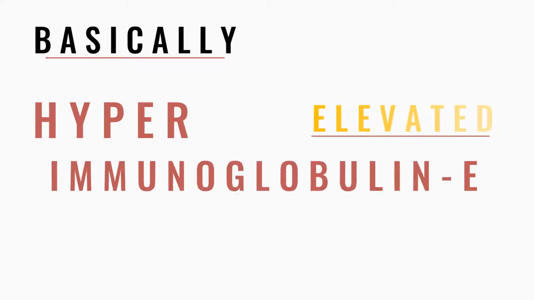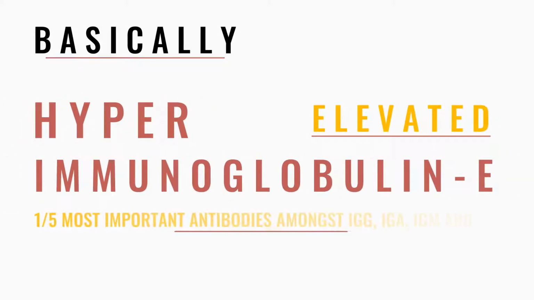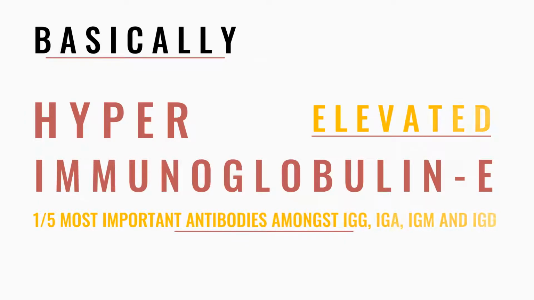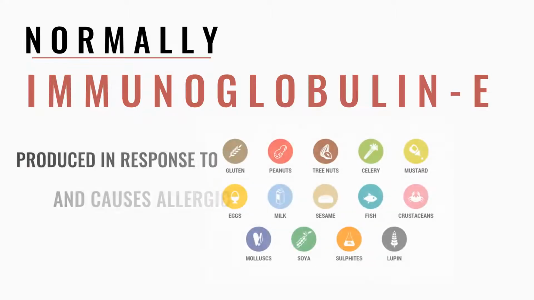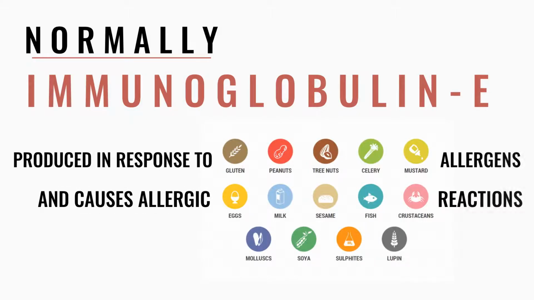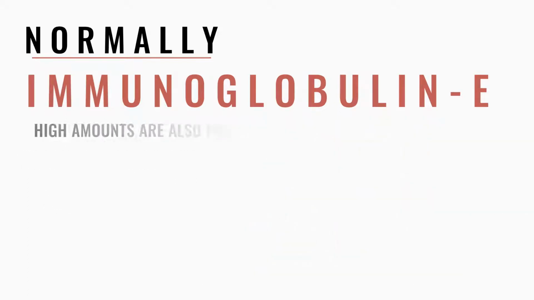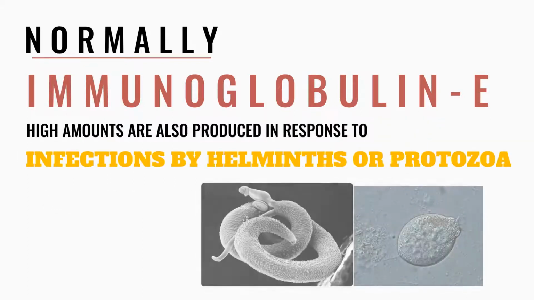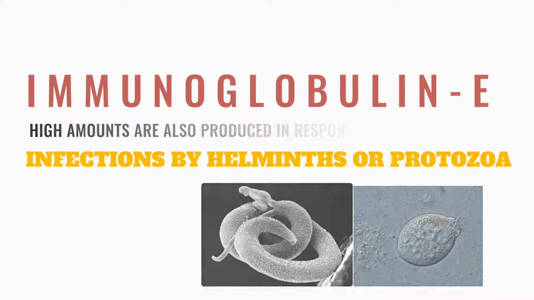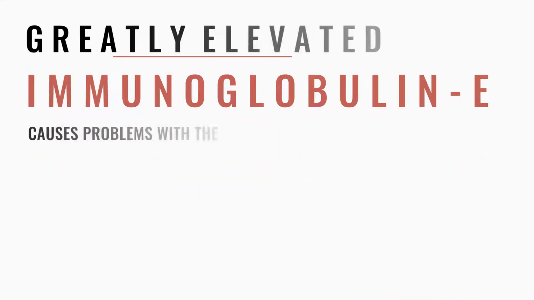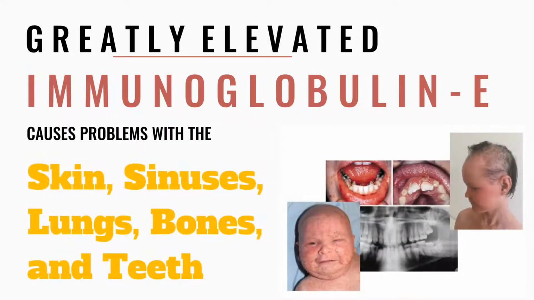In the most basic of terms, hyperimmunoglobulin E patients have an elevated IgE, which is one of the 5 most important types of antibody, and this occurs due to defects of the immune system. In normal people, the body naturally produces IgE in response to allergen and causes allergic reaction, while high amounts of IgE are also produced in response to infections by helminths or protozoa. Having greatly elevated amounts of IgE chronically causes problems with the skin, sinuses, lungs, bones, and teeth.